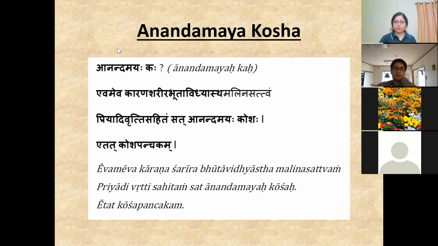Now we are starting the Anandamaya kosha, and it is important to remember here that this Anandamaya kosha is nothing but Karana Sharira, which we have already seen before. So this is not some new thing. This is the same thing that we are looking at in a slightly different way. It comes in a different classification under Panchakosha, but it is actually Karana Shariram. That is what the author says here.